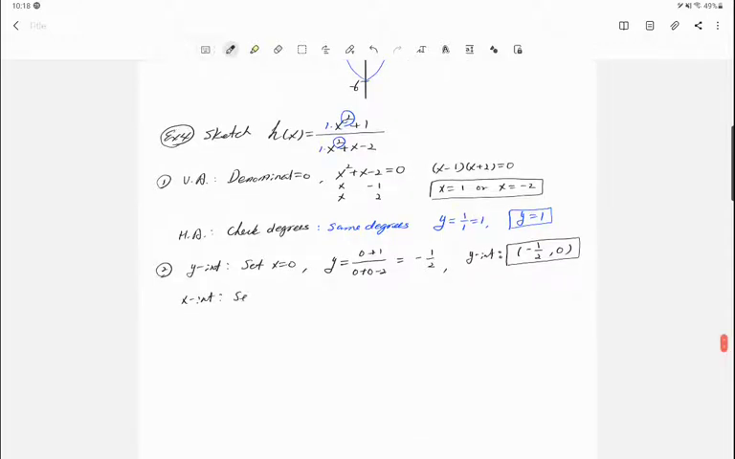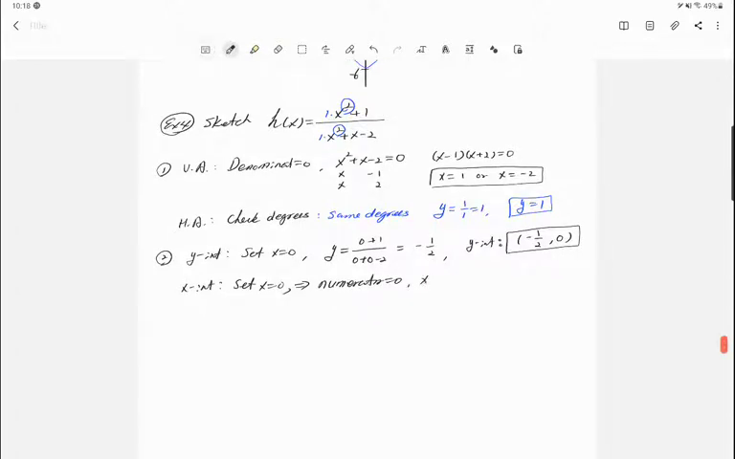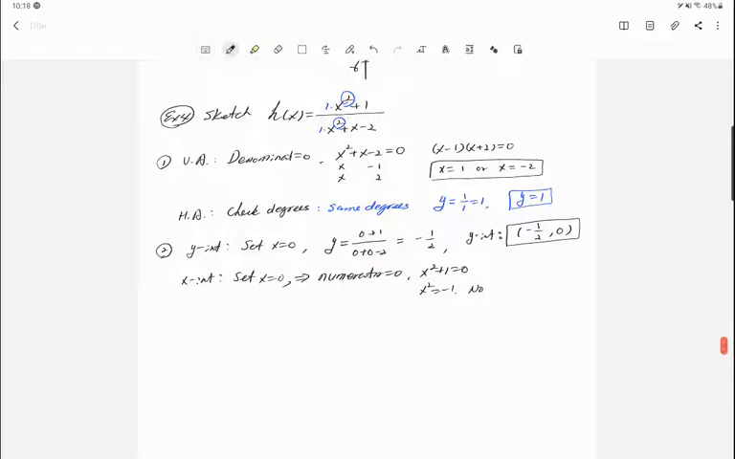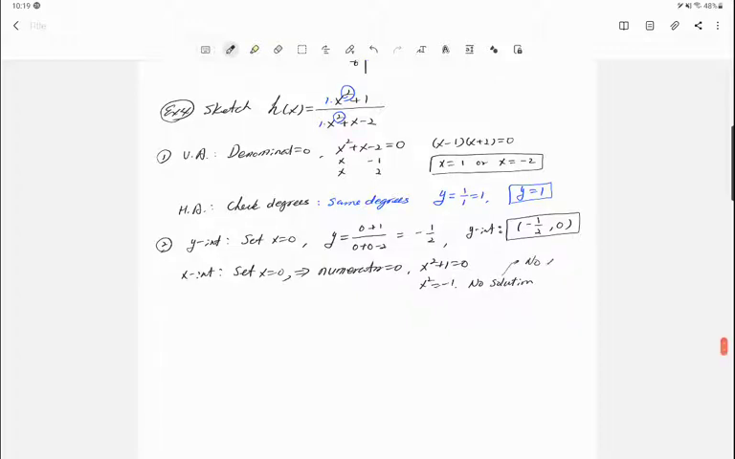Okay, we're going to set x equals 0. In this case, set which one to 0? The numerator, right? And the numerator cannot be 0, because x squared plus 1 would require x squared to be negative 1. So there's no solution. No solution means no x-intercept.